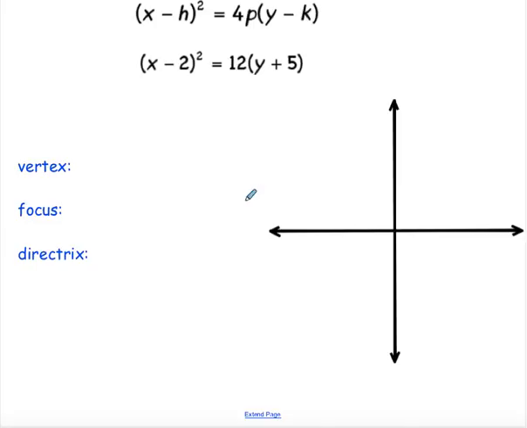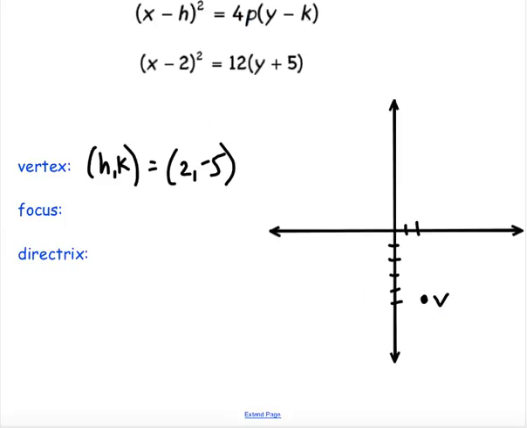So here's an example. I'm giving you an equation, and we're going to take that and graph our parabola. So the vertex is always (h, k). h always goes with the x's, k always goes with the y's. So in this case, our vertex is (2, -5). So we could plot that point right now. And we're going to always label everything. So that's our vertex.